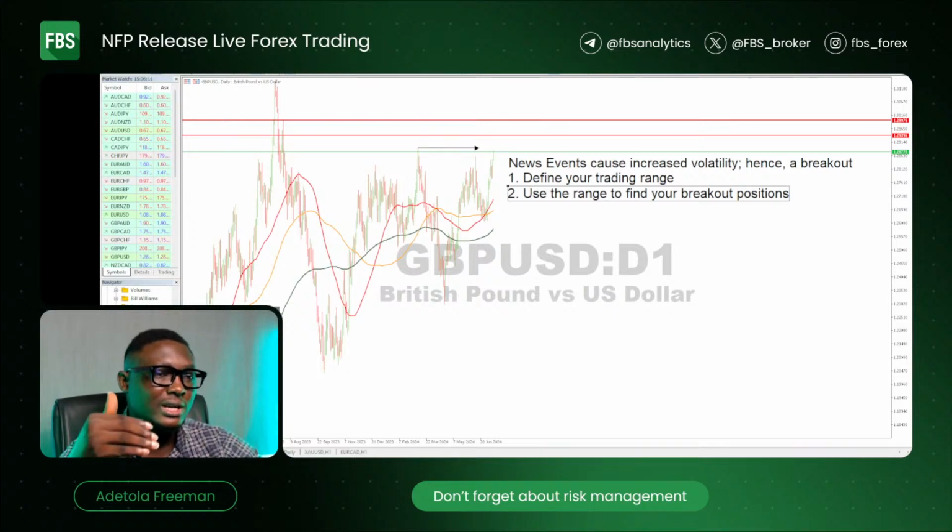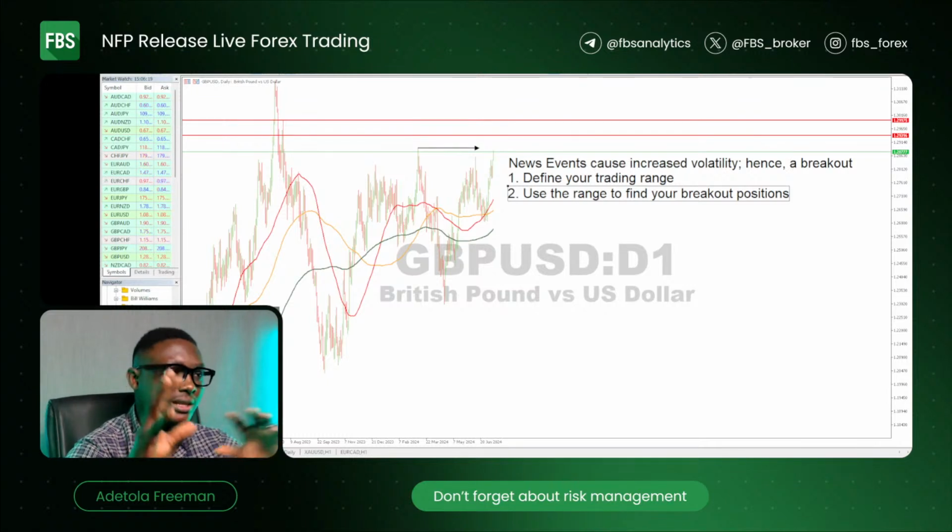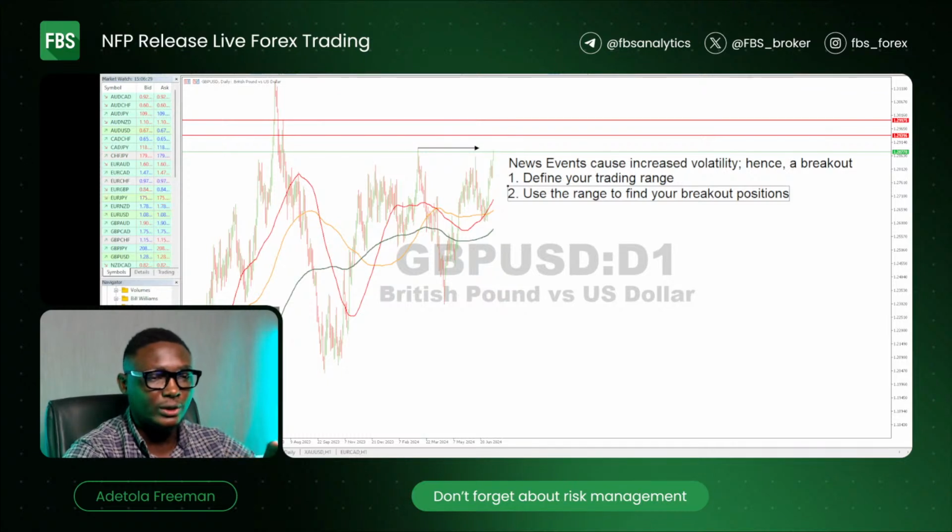If price goes above this particular point, then we have a bullish breakout. If price goes below this point, then we have a bearish breakout, and that makes things a lot easier. Do you guys get it now? So, pushing forward on that same rationale.